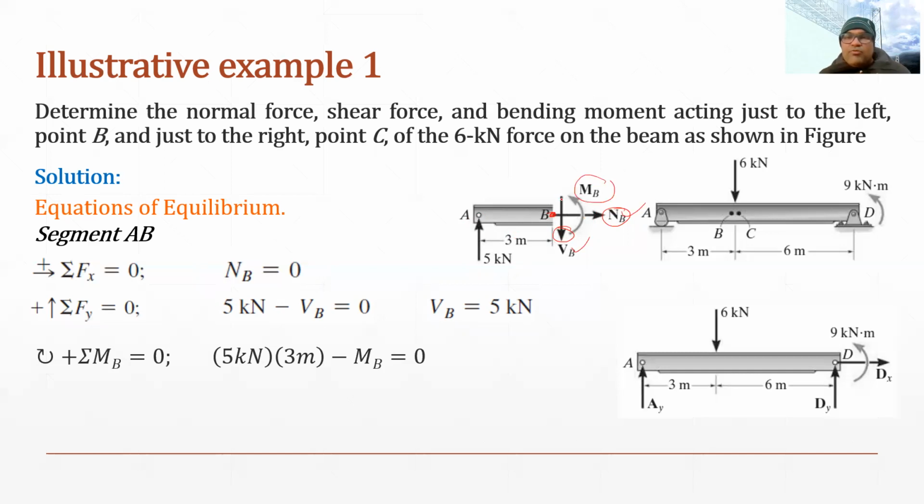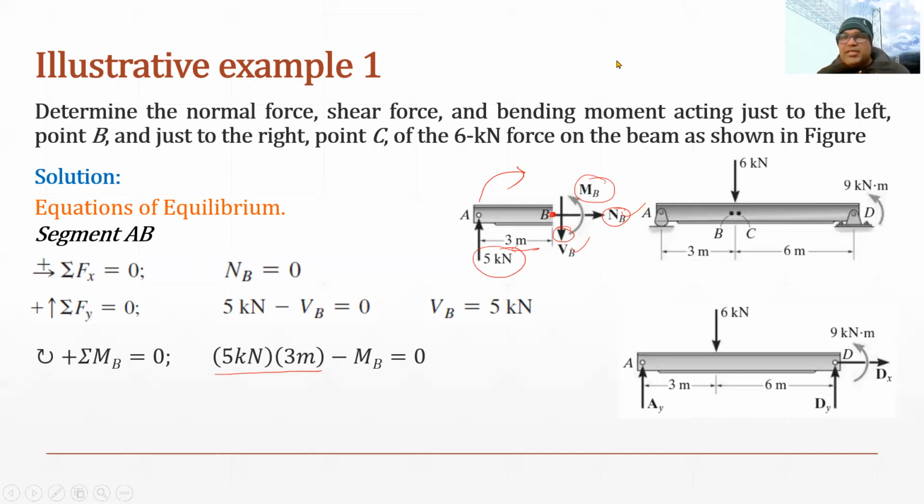So there will be only two moments. One will be MB, and the second is the moment due to this force, because this force has a particular perpendicular distance between point B and A. That perpendicular distance is 3. So the moment due to the reaction will be 5 into 3, which becomes 5 kilonewton into 3, and it is positive.